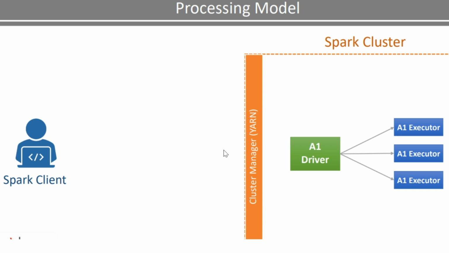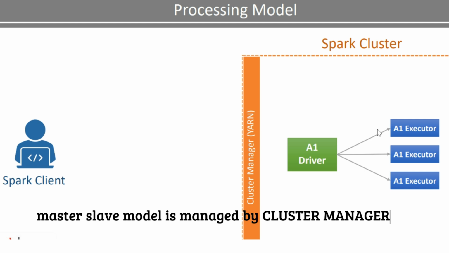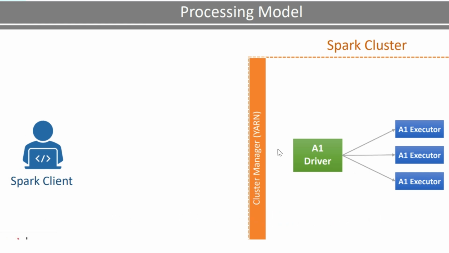The cluster itself might have a master node and a bunch of slave nodes, but those things are parts of the cluster and are managed by the cluster manager. So the Spark engine is going to ask the underlying cluster manager for a container to start the driver process. Once the driver process is started, the driver is again going to ask for more containers to start the executor processes. This is going to happen for each of the applications sent from the client.